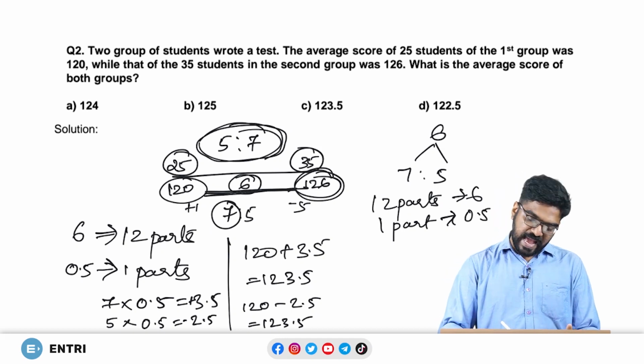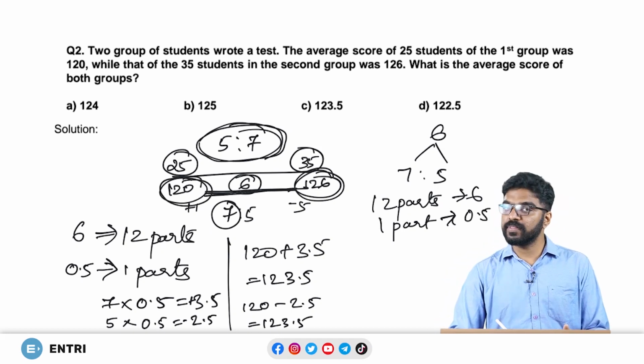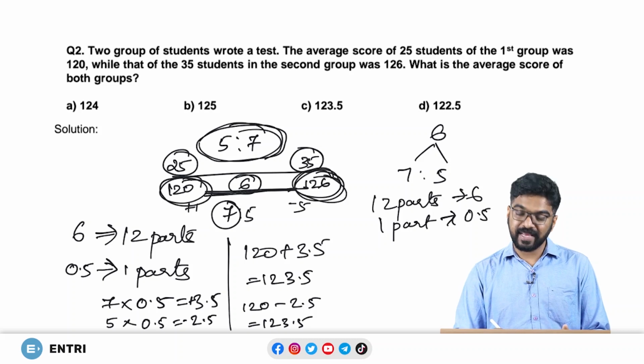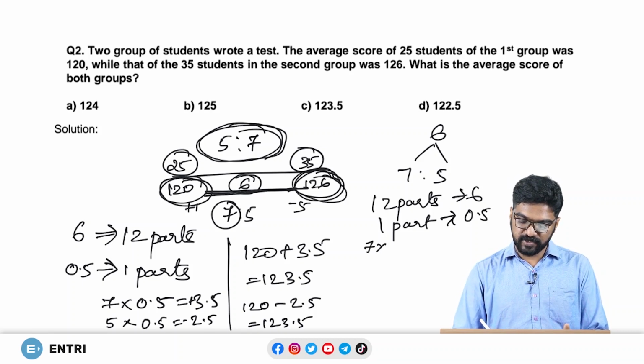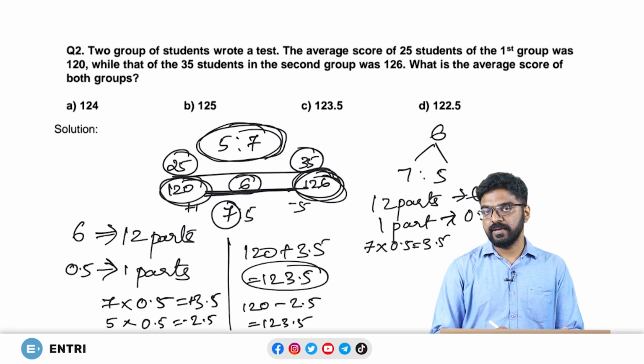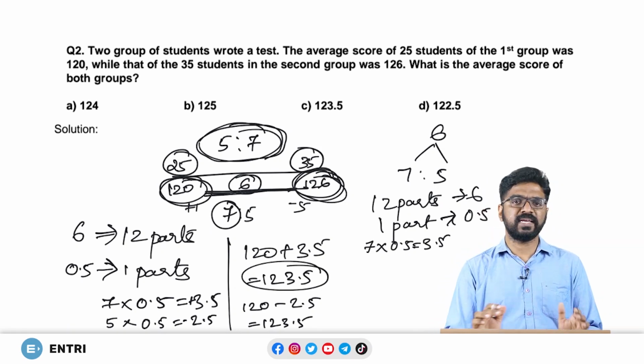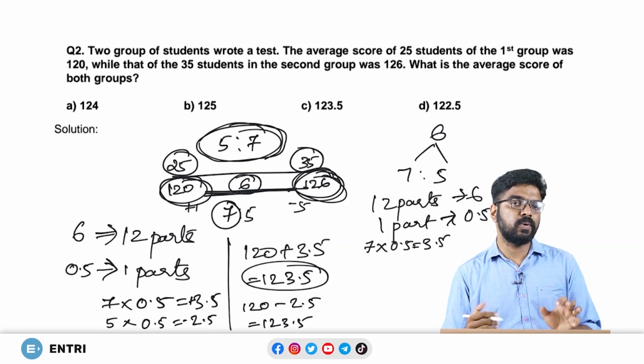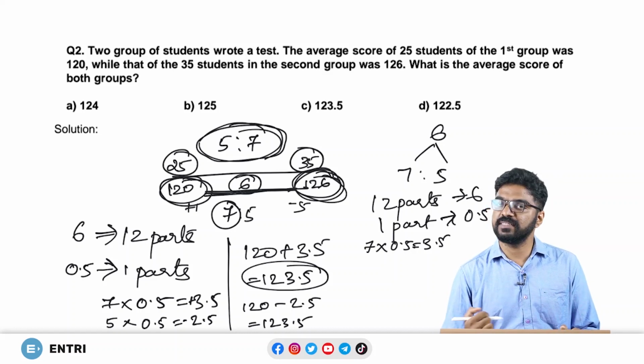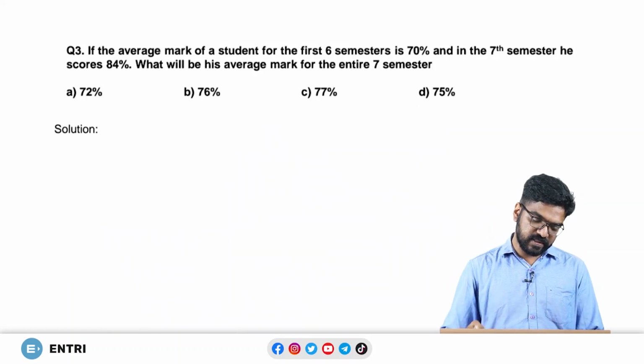So hence my average will be something more than 120 or something less than 126. So how much more? 7 parts. So 7 into 0.5 is 3.5, which is equal to this particular value 123. So it's a very simple method. If you visualize this, you can do this question without even writing it down. That is the advantage. So let's see another question here.